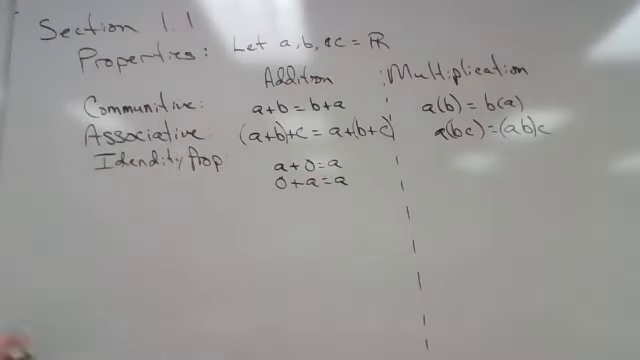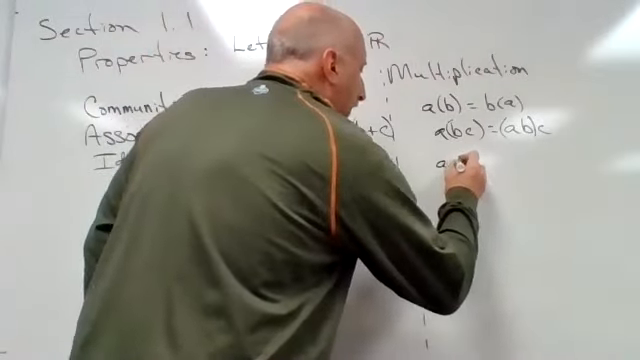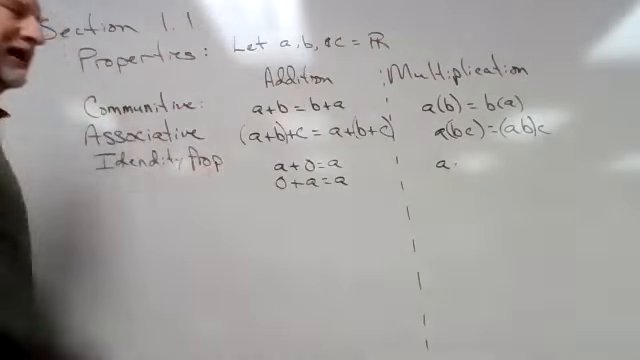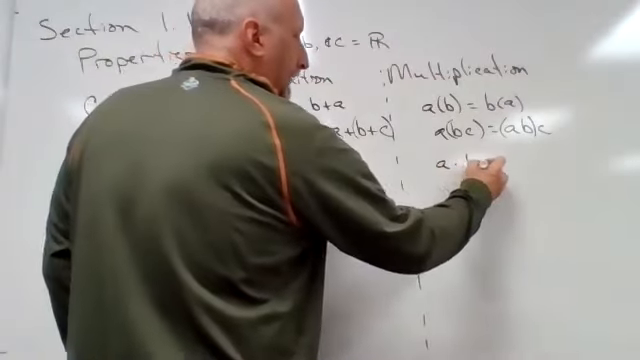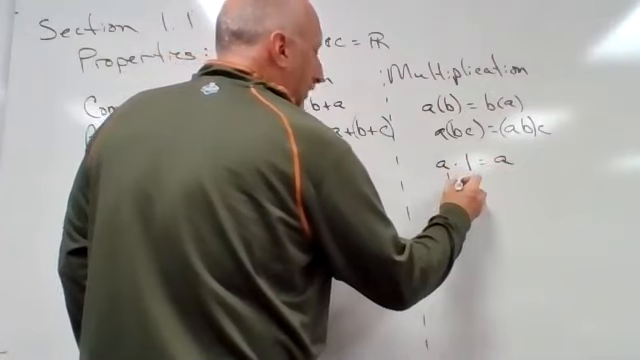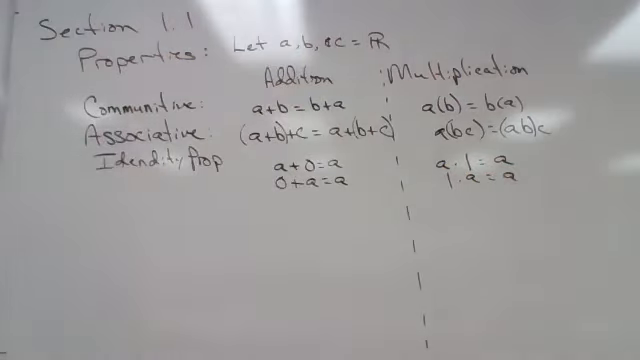But with multiplying, it's a little different. If I have a number that I want to multiply by, and I want to keep that value, I want to keep its identity, I'd multiply by 1. So I can multiply any number by 1, and my number keeps its identity.